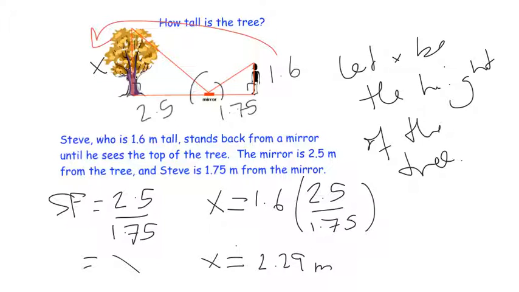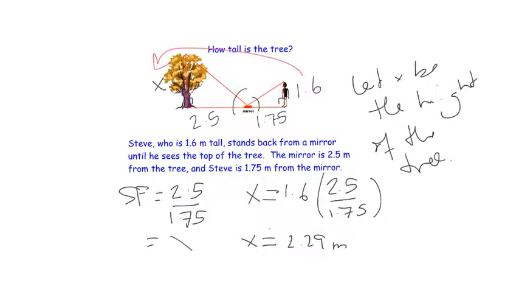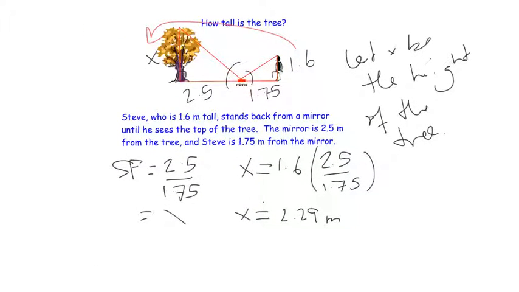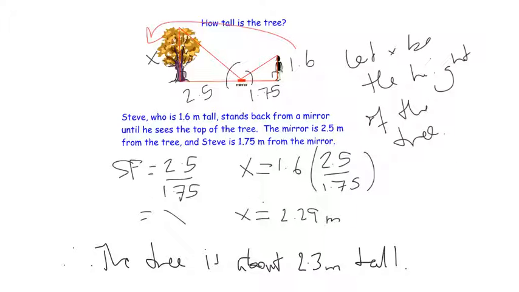Yeah, so that's basically that. Again, let's write up a nice conclusion here. Therefore, the tree is about 2.3 meters tall. Okay, so that's a very typical question.